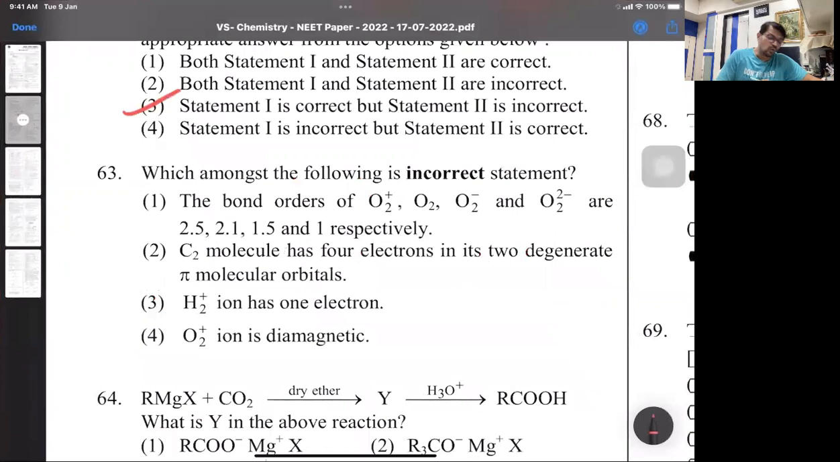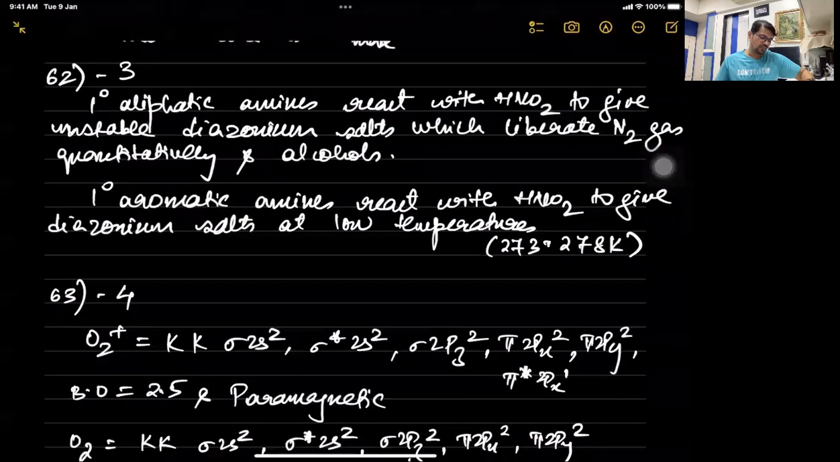63rd, it says which of the following is an incorrect statement. This is all about the MOT part. Now all are true except one, that is the fourth one. O2 plus, it says, is diamagnetic. It is a paramagnetic ion. I've given the configuration of MOT with respect to all the ions, O2 plus, O2, O2 minus, O2 2 minus, C2, H2 plus, as well as O2 plus here. Please have a look at it.